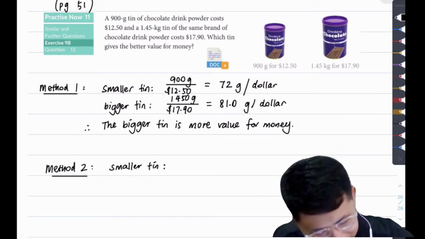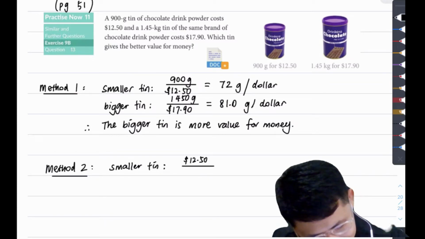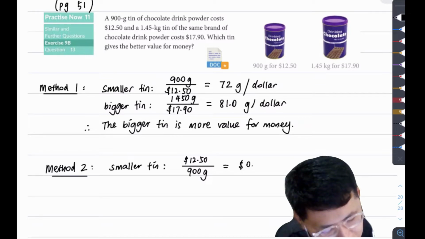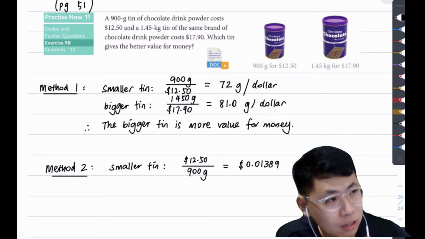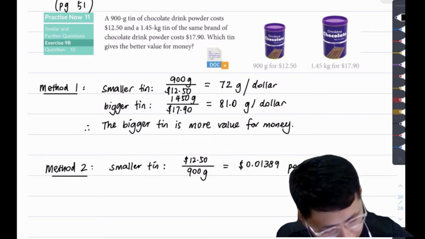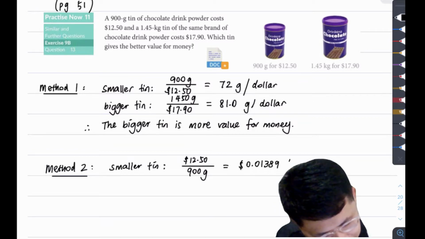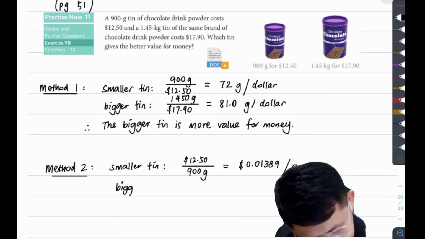Okay, so over here for the small tin I have $12.50. Let me divide this by 900 gram. So this divide by 9, so this is going to cost me $0.01389 per gram, for every gram. Okay, so this amount of dollars per gram. Okay, what about the bigger tin?